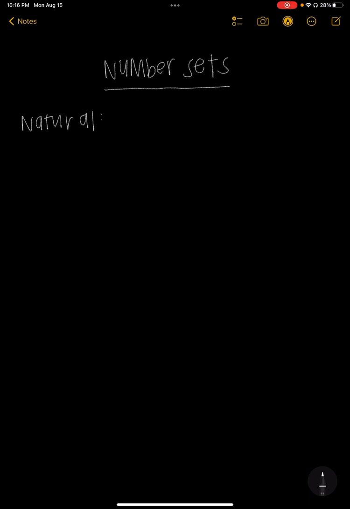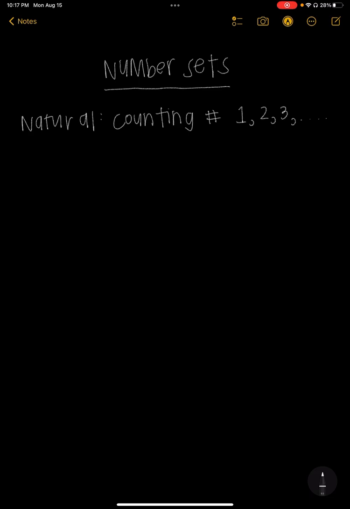And natural numbers are counting numbers. Counting numbers are whole numbers, they are positive numbers, and they start with one. So like one, two, three, and it would go on and on and on, all the way up to infinity.